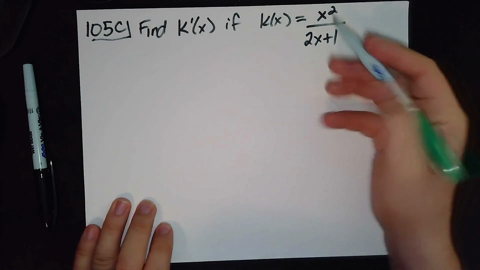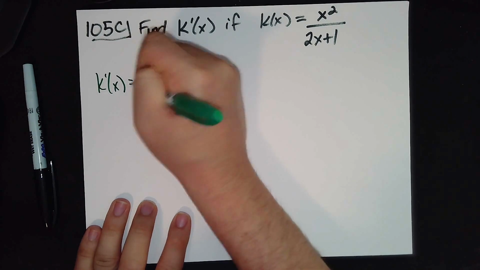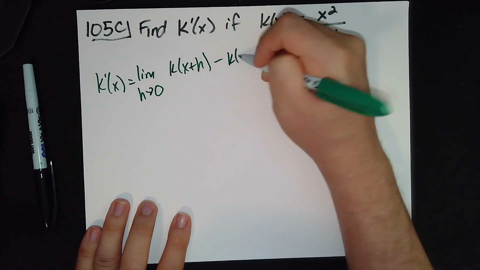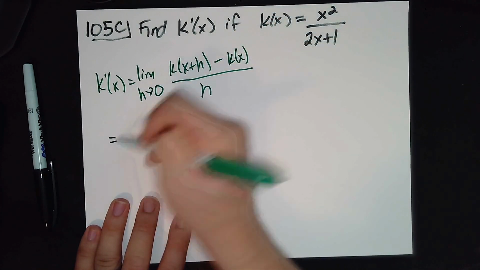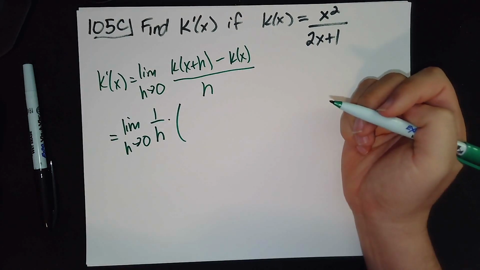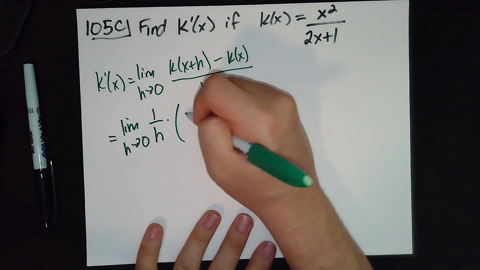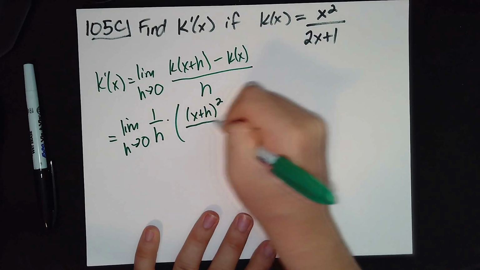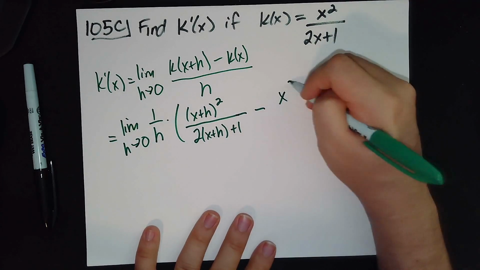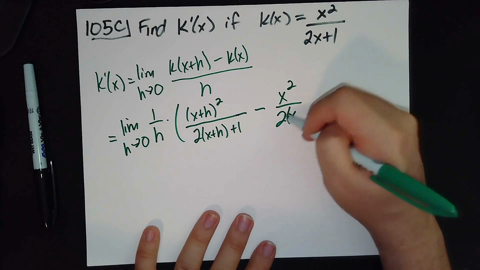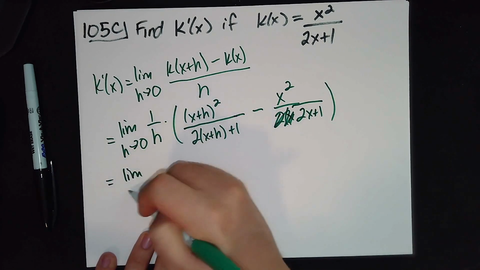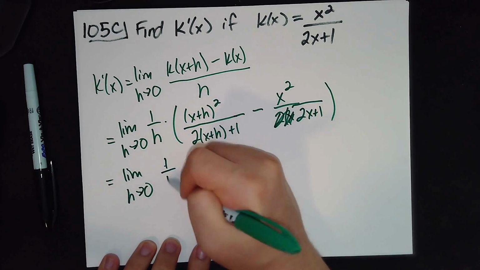So here, when I write down k prime of x, so the limit as h goes to 0 of k of x plus h minus k of x divided by h, which is going to be the limit, h goes to 0, 1 over h times x plus h all squared divided by 2 times x plus h plus 1 minus x squared over 2x plus 1.